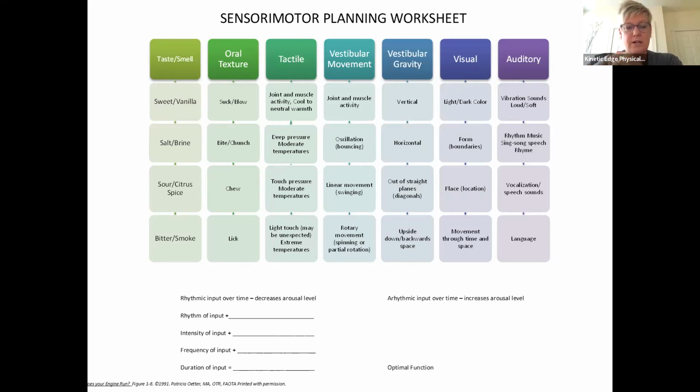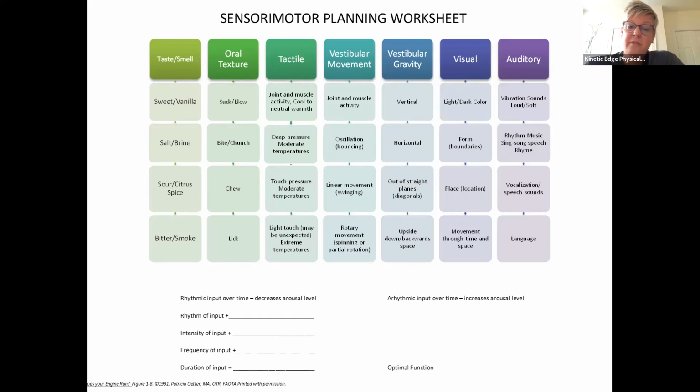And so the middle two rows, starting with salt and biting, crunching, and sour, citrus, and chewing, and going across, are again going to be organizing. And so I always recommend, if in doubt, go to the organizing activities or the mouth to assist kids in calming or being alert and focused.